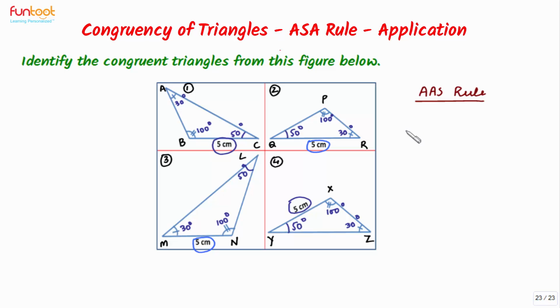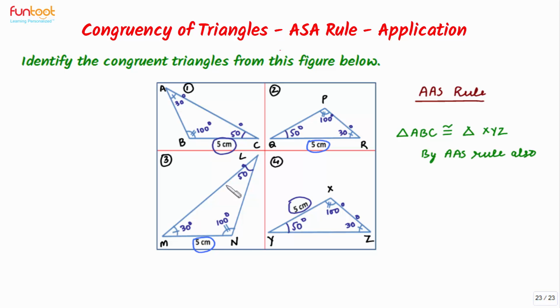So we can say triangle 1, that is triangle ABC, is congruent to triangle 4, that is XYZ, by AAS rule also. But we cannot say triangle 2 and triangle 3 are congruent by AAS rule, because 5 cm here and 5 cm here, as discussed, are not the corresponding sides in triangles 2 and 3. So these two triangles are not congruent by AAS rule.